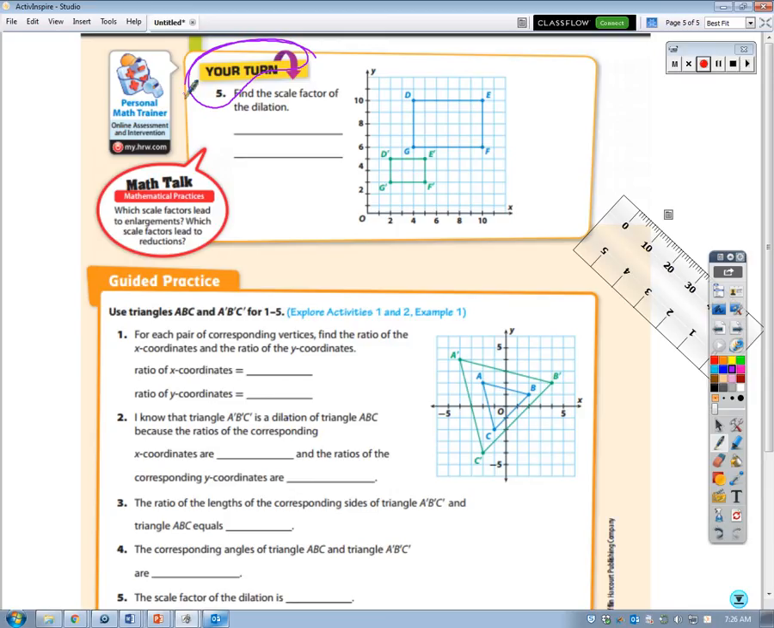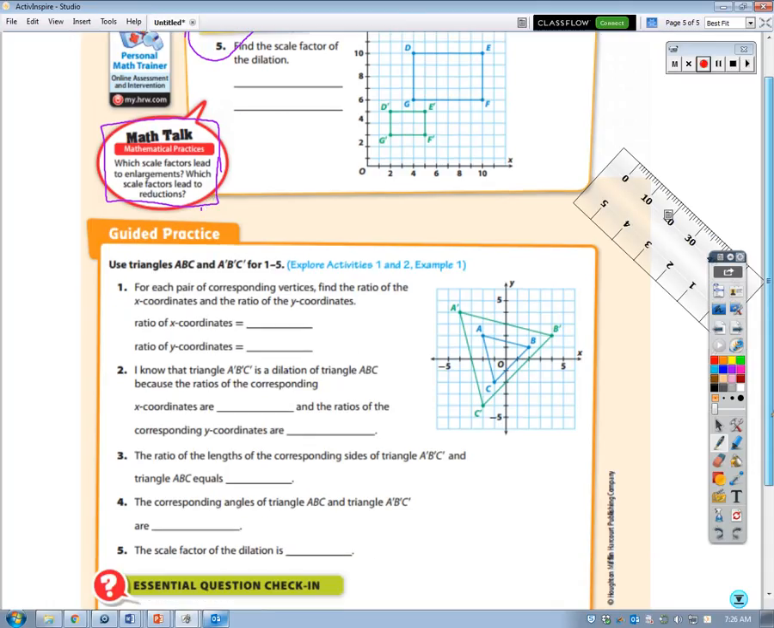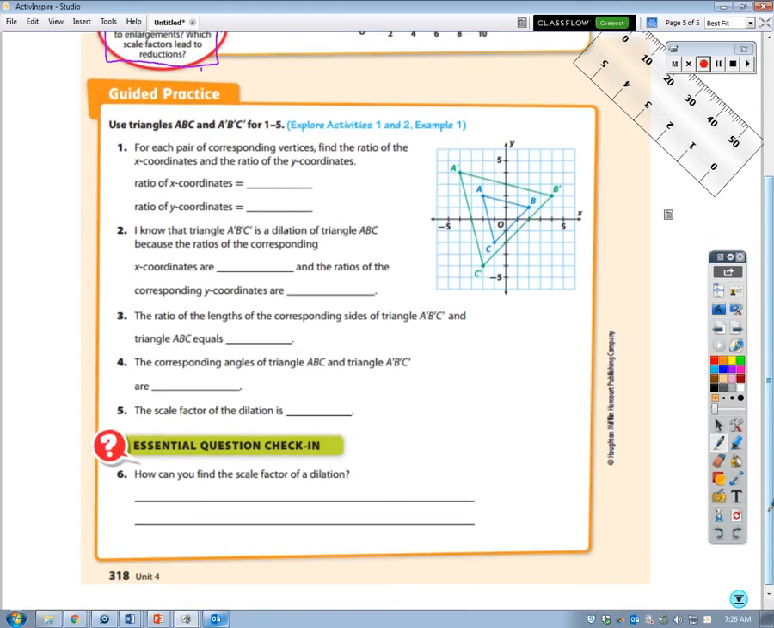Okay, I'd also like you to just think about this math talk question. Which scale factors lead to enlargements? Which scale factors lead to reductions? Because we kind of just talked about that in that last example too. All right. Okay, so that's what you guys need to do for class tomorrow. Is that your turn? And then we will go through the guided practice together just as a quick review, and then you'll be on your own.